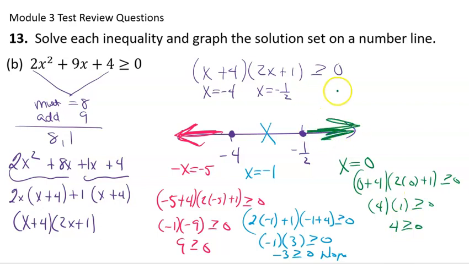So this time my final answer is going to be negative infinity to negative 4 with a bracket because negative 4 is included. And then union, negative 1/2 to infinity for the part on the right. Now, again, the union symbol in the homework, not sure about that. Might be a comma, but I like the union symbol.